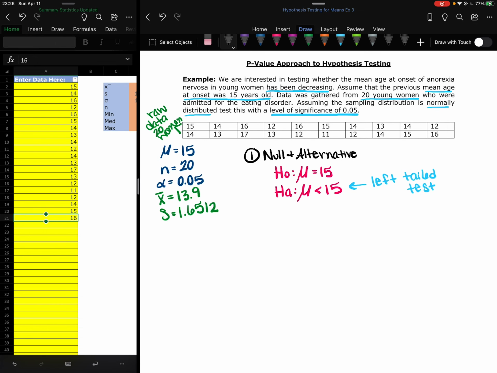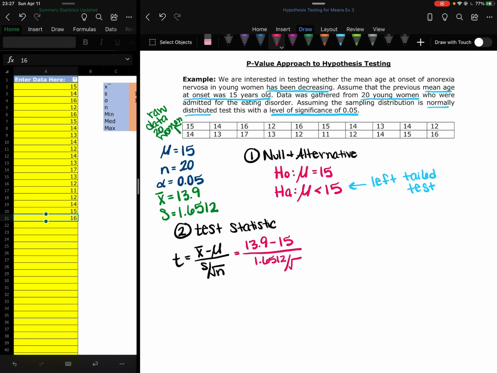So step 2, once we've written out our null and alternative, is to calculate our test statistic, which is a t-score, which is the formula x-bar minus mu over s over the square root of n. X-bar, we calculated from the data, 13.9 minus 15 divided by 1.6512 divided by the square root of 20.